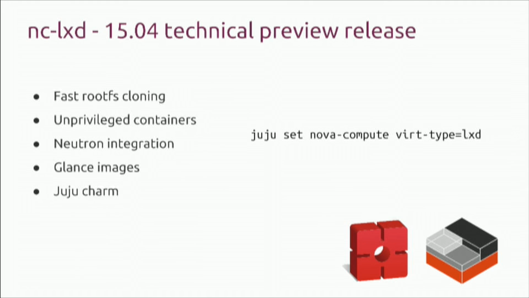We've got a technical preview release out with our Ubuntu 15.04, which came out last month. And in that, we've got some support for fast rootfs cloning. We run everything by default as unprivileged containers to assure a level of security. We've got a base level of Neutron integration with the ML2 OVS reference implementation. We're fully integrated with Glance, so you can store your LXD root tarballs in Glance and use those across your cloud just in the same way as you would do for libvirt KVM.